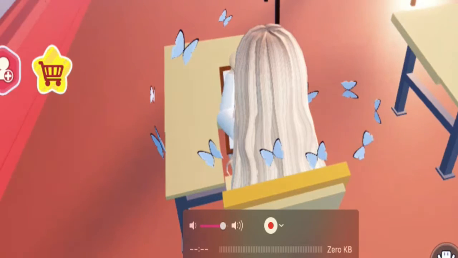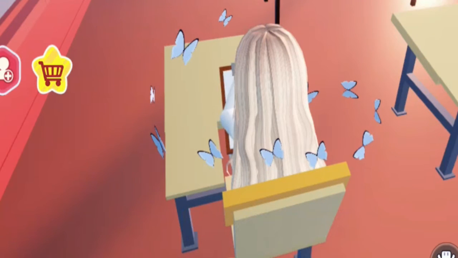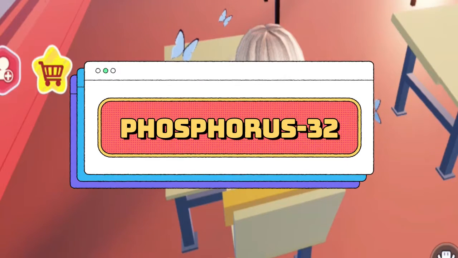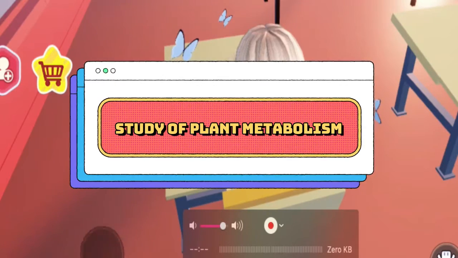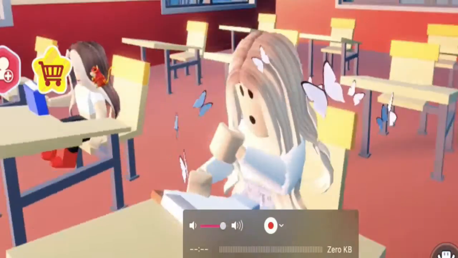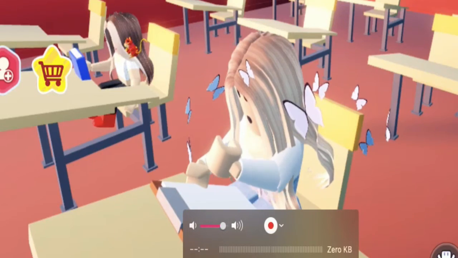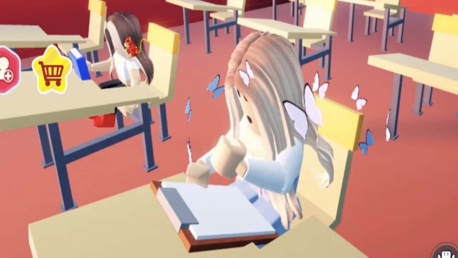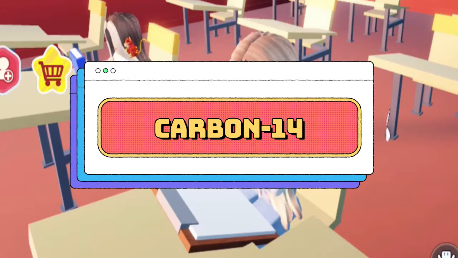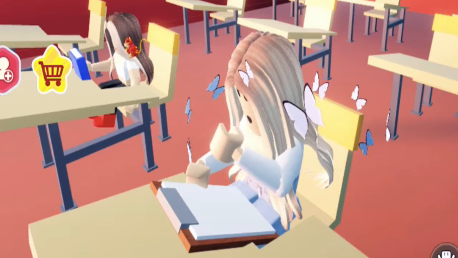Okay, number 2, teacher. Phosphorus-32, study of plant metabolism. Phosphorus-32, study of plant metabolism, teacher. Okay, got it. Let me write first. Is there any other use? Okay, number 3, teacher. Carbon-14 to estimate the age of artifacts or fossils.